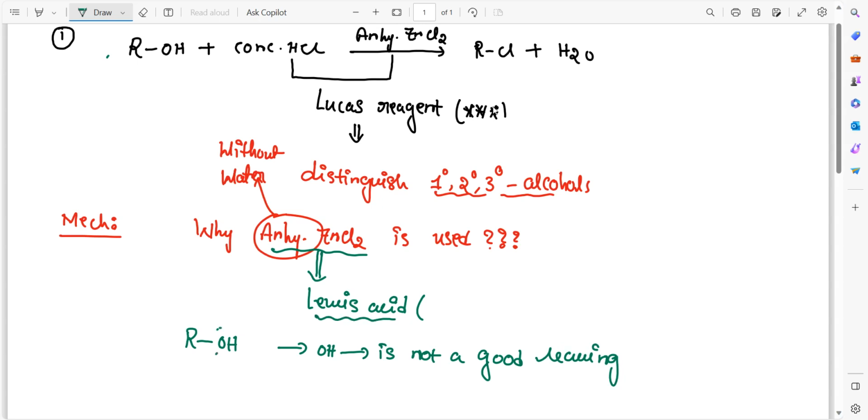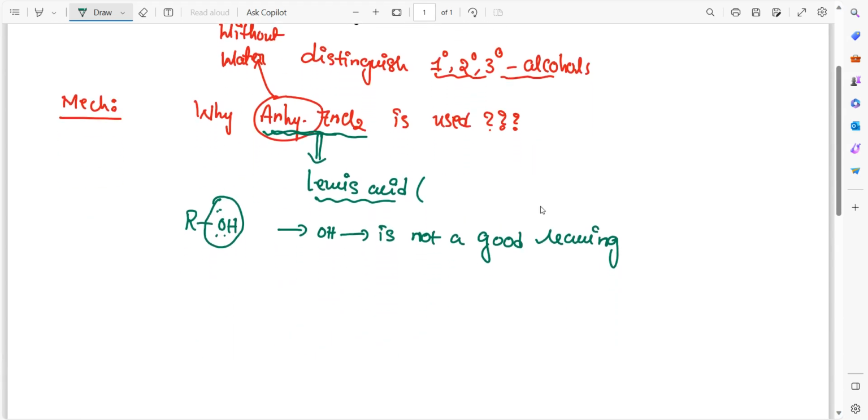The Lewis acid reacts with alcohol and forms a complex ion, which acts as a good leaving group. I hope this concept is clear to you. The OH group is not a good leaving group, so the alcohol is reacted with anhydrous ZnCl2, then it forms a complex which is easily released as a good leaving group.